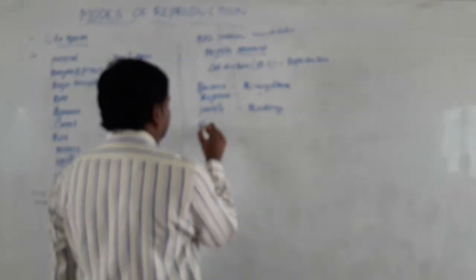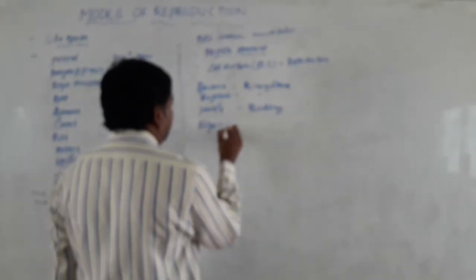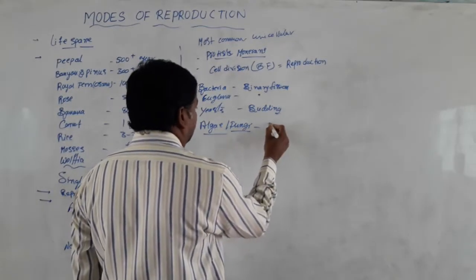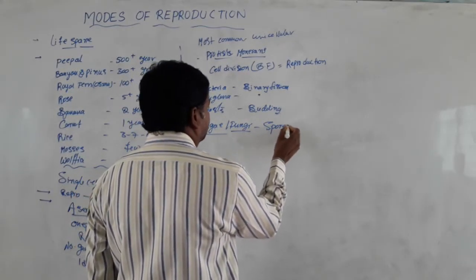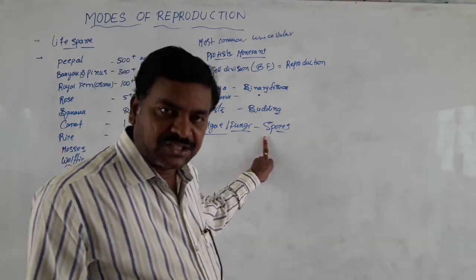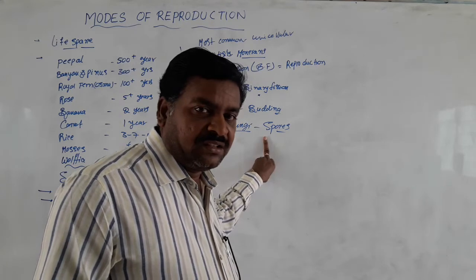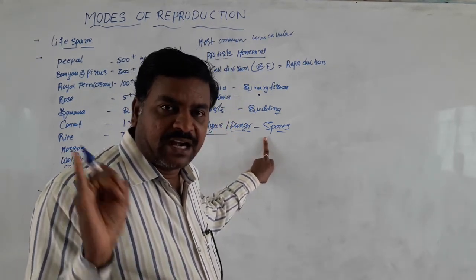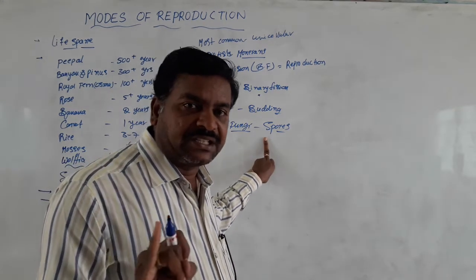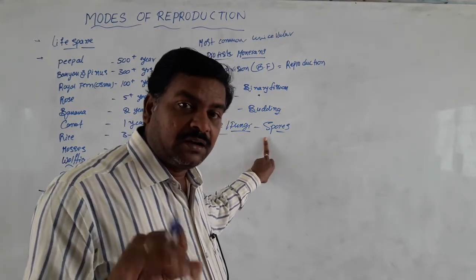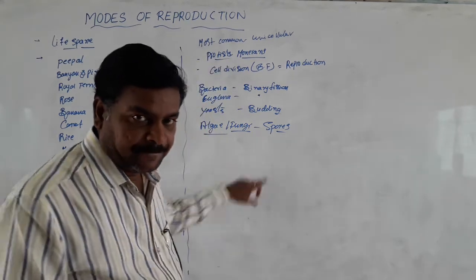In algae and fungi, there are specialized asexual structures called spores. They are very minute and microscopic. At the same time, they are adapted to survive adverse conditions and are very suitable for dissemination and dispersal.